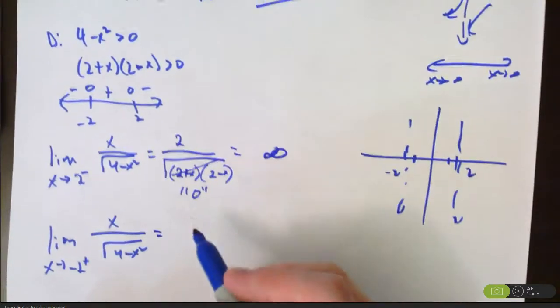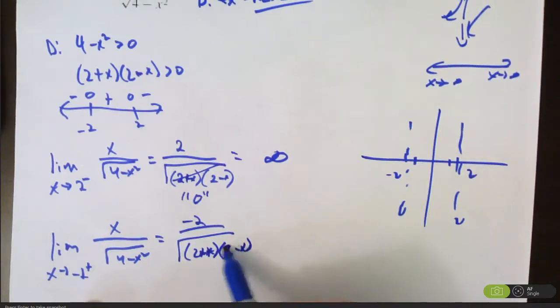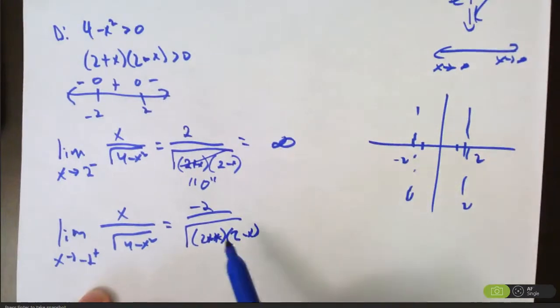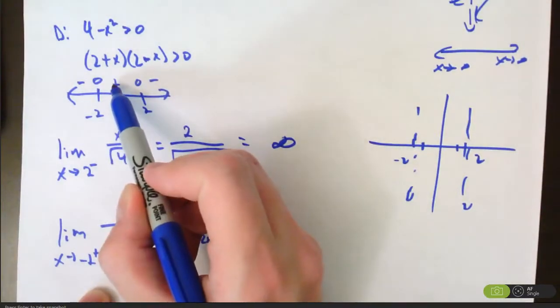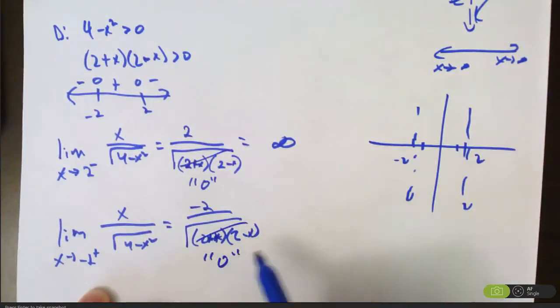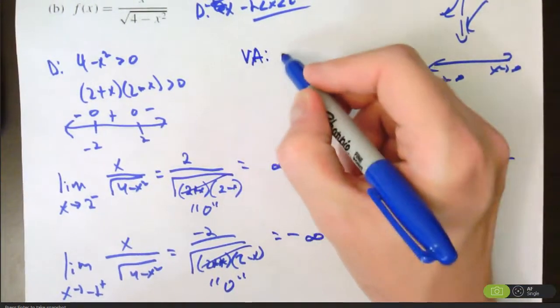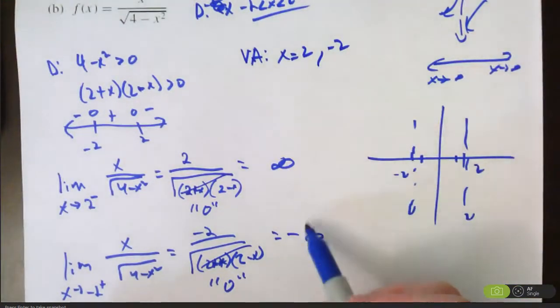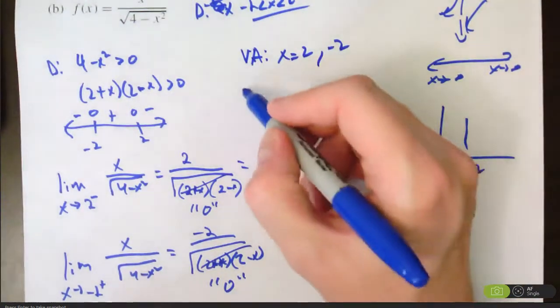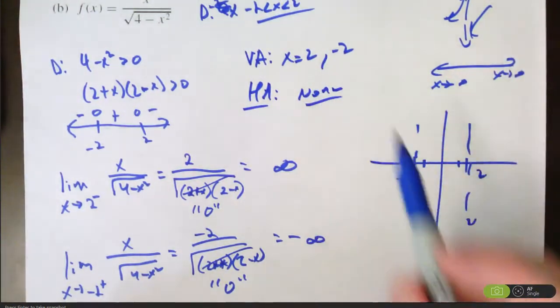Now from negative 2 from the right, the top will go towards negative 2, and the bottom, again, if I factor this out, 2 plus x, 2 minus x, and I'm sorry it's sloppy, but I write sloppily. I'm still going towards 0 because I'm coming towards negative 2 from the right, so it's going to be 0, but again, it'll be that quote-unquote positive 0. So negative over a positive number that's tiny, negative infinity. So I do have vertical asymptotes at x equals 2 and negative 2, because I'm approaching negative and positive infinity as I look at the graph. Horizontal asymptotes, none. And that's because I'm never going to level off towards positive infinity or negative infinity.